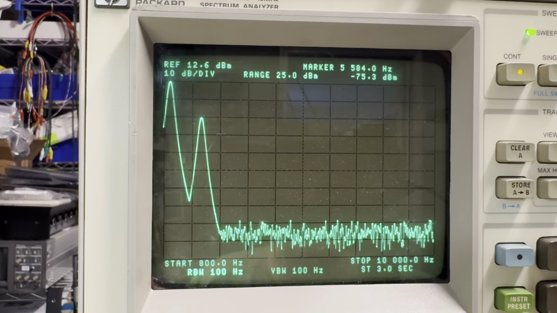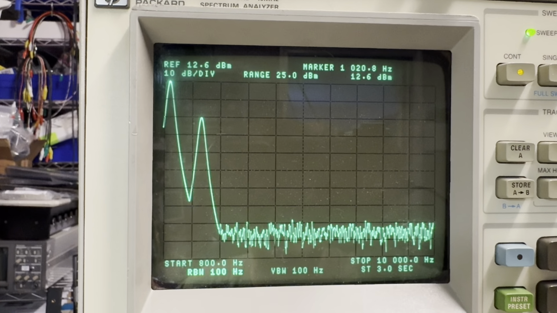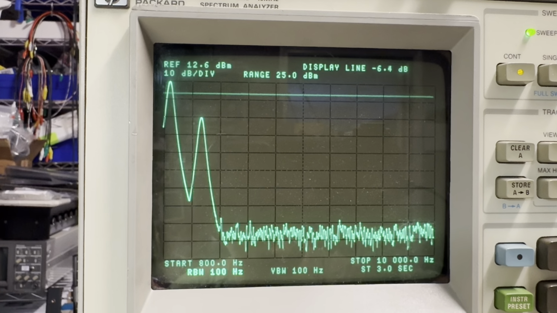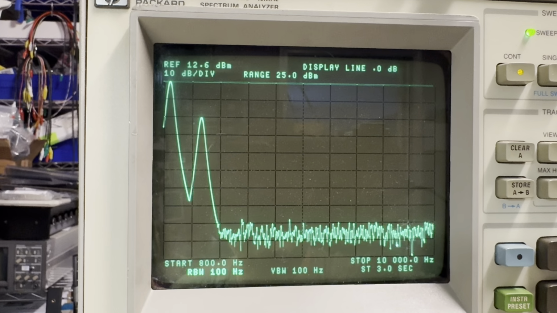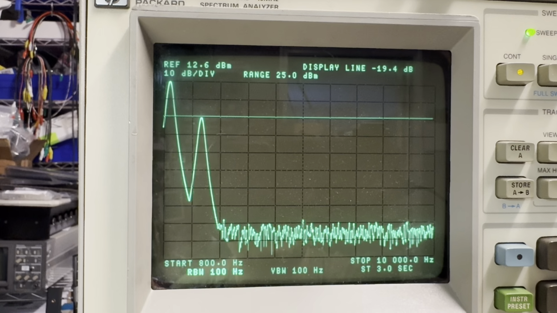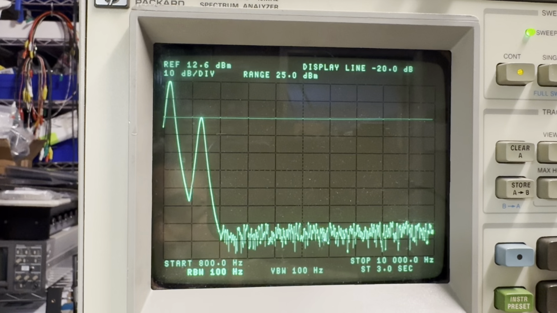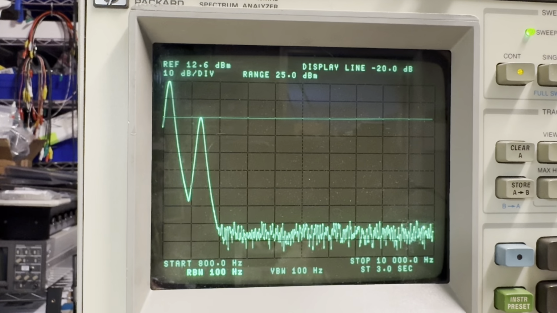We see that we have our fundamental here at 1 kilohertz, and that's showing a value of plus 12.6 dB. And if we look at our fundamental, our reference being here at the top of the spectrum analyzer, we can see that our second signal is right here, sitting just below that at minus 20 dB.